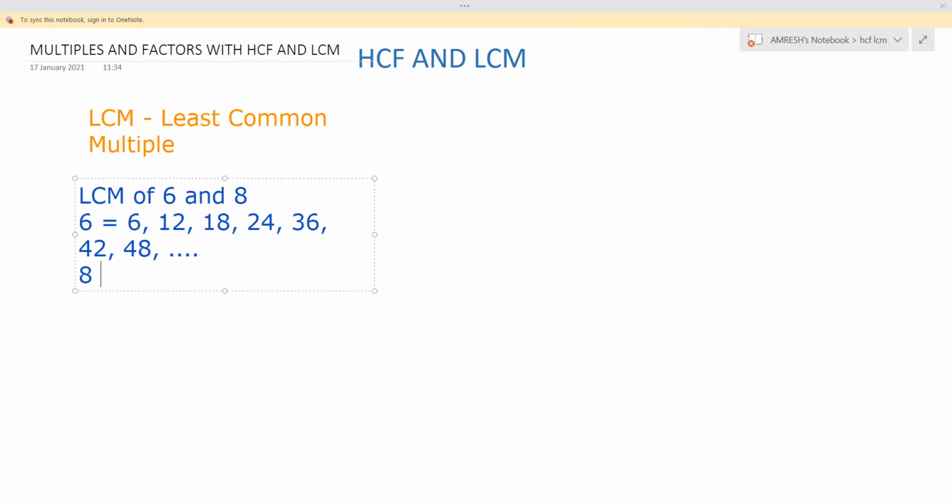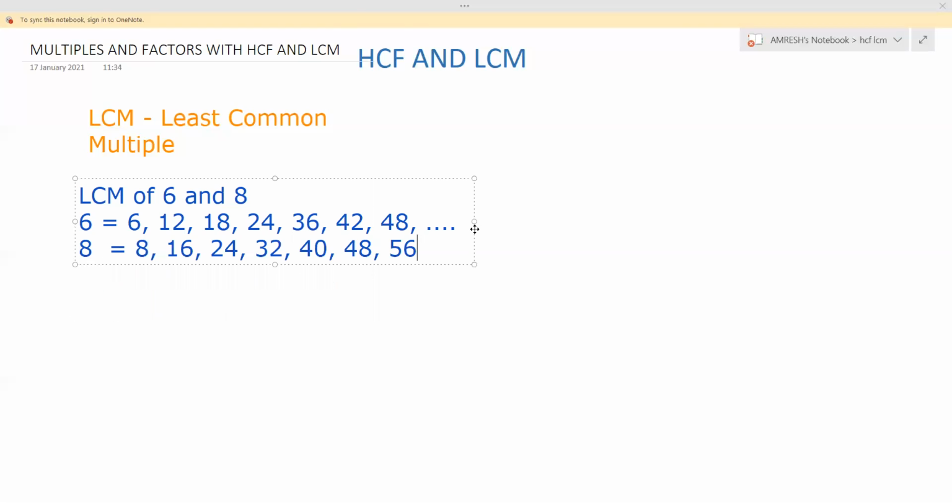Multiples of 8: 8, 16, 24, the next after 24, 32, 40, 48. Okay. One more if you want. 56. So now let's check the common multiples.